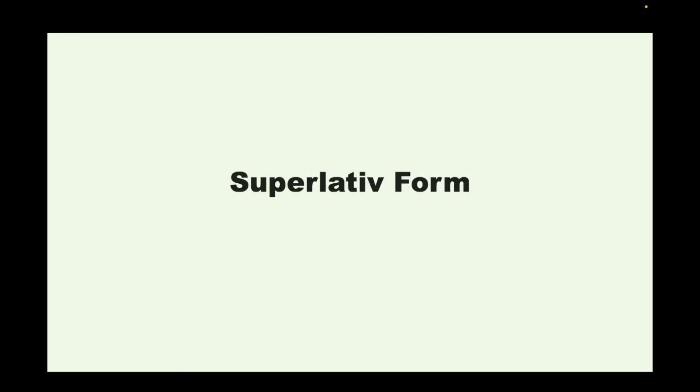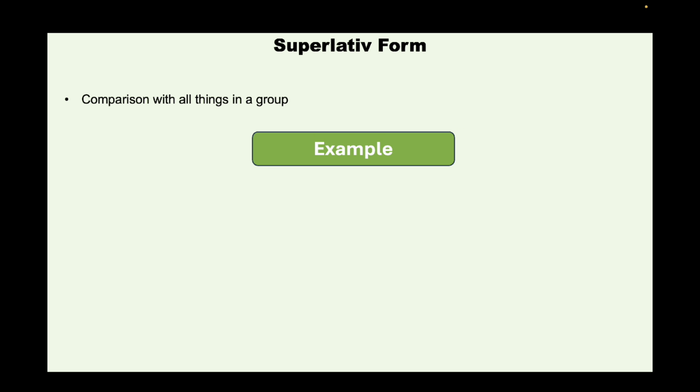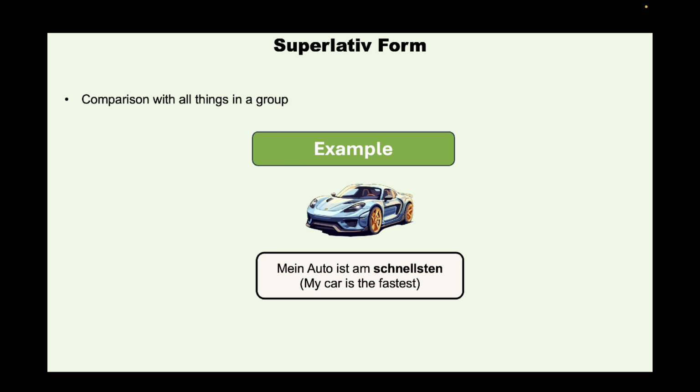Now let's take a look at the superlative form. Now the superlative form is used to compare with all things in a group. The comparative was to compare only two things, but superlative is to compare with everything which is in a specific group. Let's understand this with an example first. I can say that mein Auto ist am schnellsten. My car is the fastest. So you see over here, I am saying that my car is the fastest, and with that I compare it with all other cars. So for this reason we use superlative.